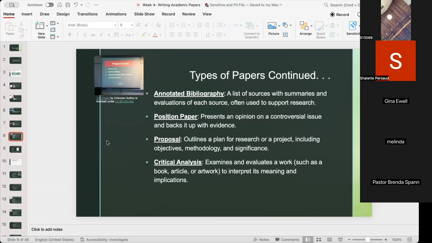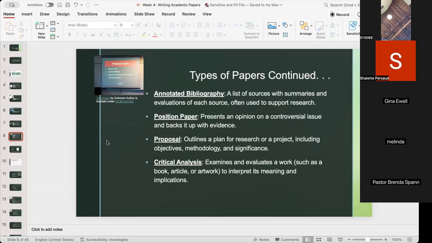We also have what's called an annotated bibliography, and this is a list of sources that have summaries and evaluations, and it usually supports research. A position paper presents an opinion on some really controversial issue, and it backs it up with lots of support and evidence.